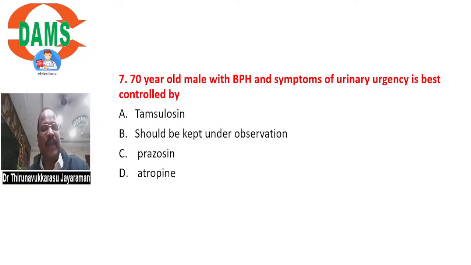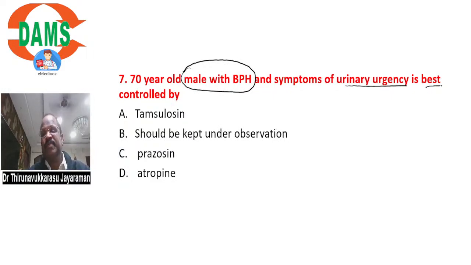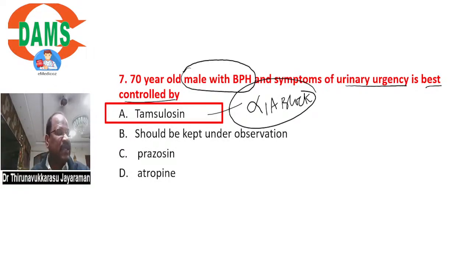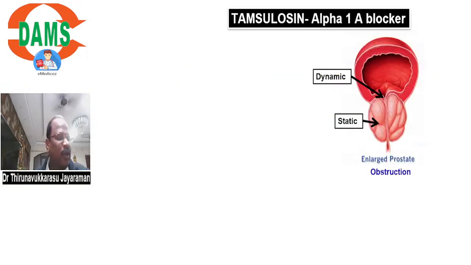A 70-year-old male with benign prostatic hypertrophy and symptoms of urinary urgency is best controlled by what? An elderly male with BPH, for giving symptom relief for this patient. Yes, very good. The answer is tamsulosin. Tamsulosin is a highly selective alpha 1A blocker that causes urethral internal sphincter relaxation, thereby relieving the symptoms. Very good. Answer A.